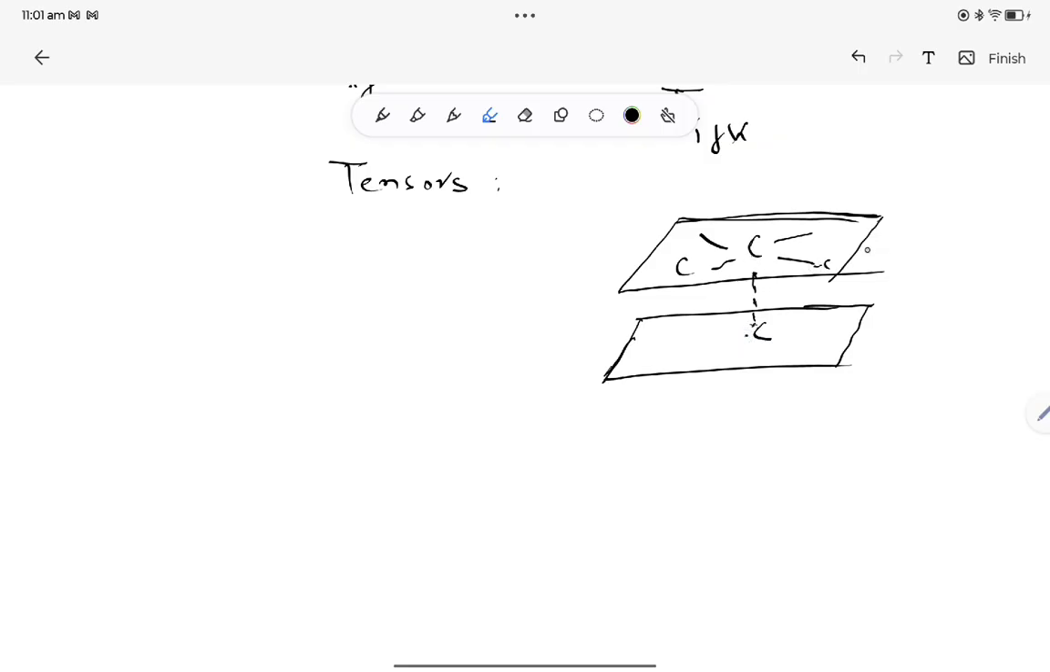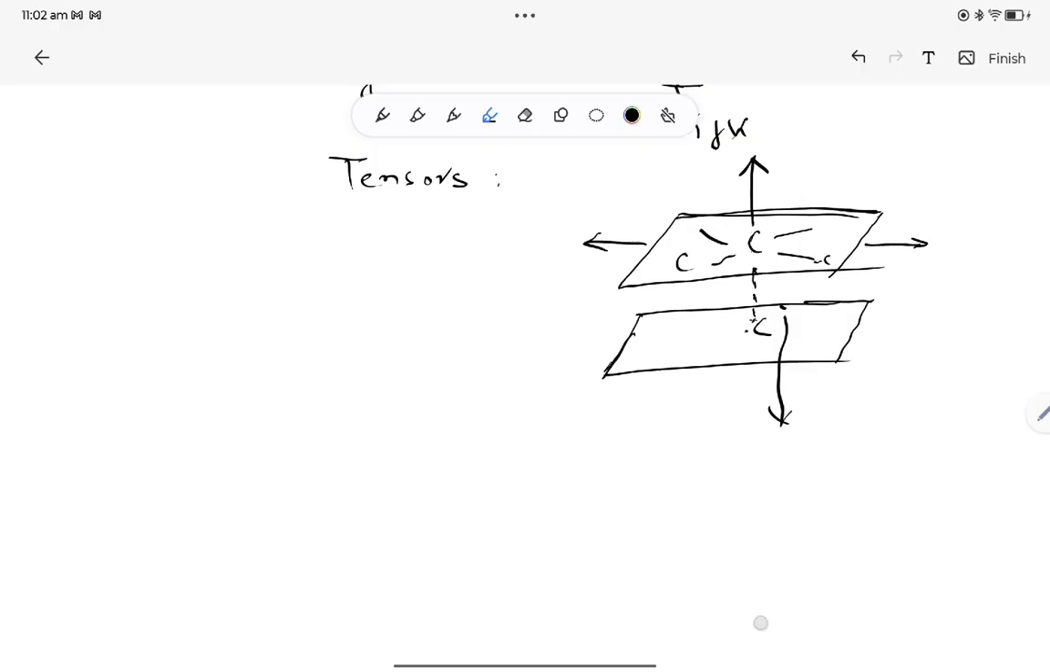If now you pull this sheet from this side and this side, it will be difficult to break it. But if you pull the same sheet in this direction and in this direction, it will be easier to separate them. What do we learn? We learn that in substances, bond strength can change with direction. And that has some consequences.